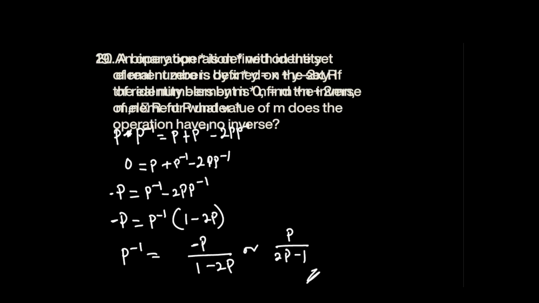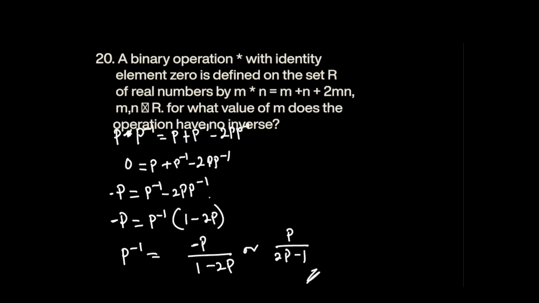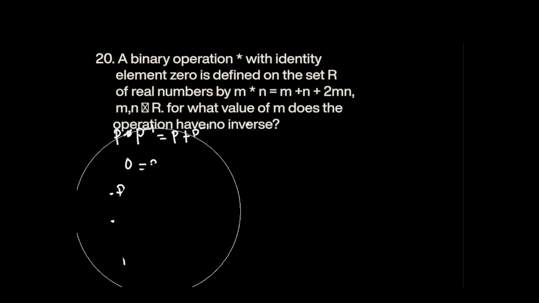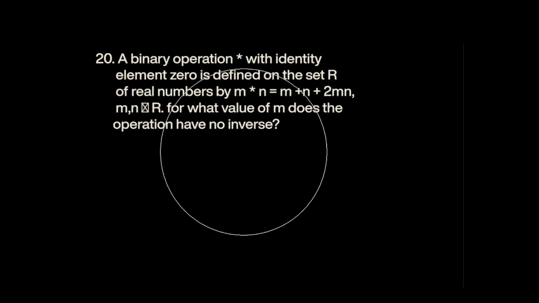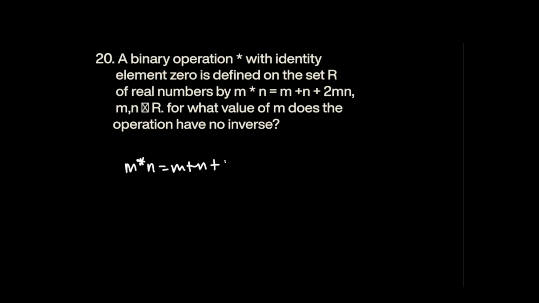So let's take the last question under the last part of this particular topic, and we can call it a day here. All right, so this is the last question. What does the last question state? A binary operation star with identity element 0 is defined on the set of real numbers. Are you getting this now? By m operation n equals m plus n plus 2mn, where m and n belong to the set of real numbers. For what value of m does the operation have no inverse?